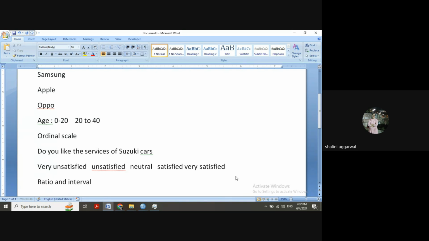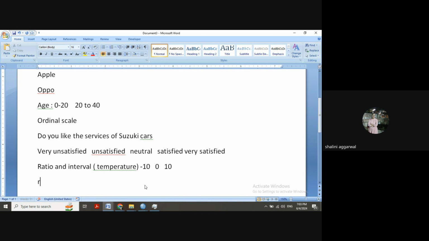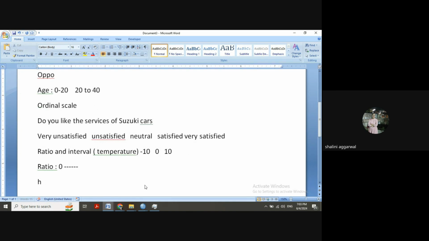So interval scale, let's say temperature. Temperature is an example of an interval scale where, let's say, -10, 0 and 0, 10. This is an example of an interval scale. In ratio scale, the example is we start with 0 as the base and it can go to anything else. Like the example is height, weight, right? Profits. So these are the examples of a ratio scale. So this is one topic that we did yesterday.